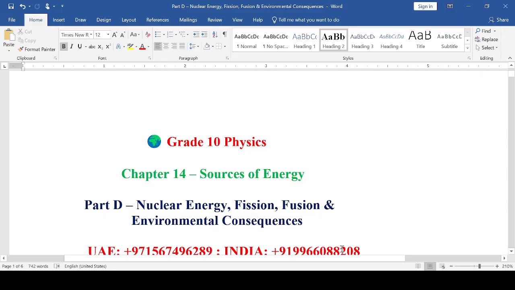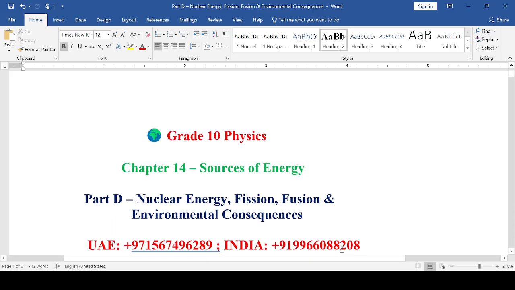Today we are going to discuss the last part D of chapter number 14, sources of energy. In part D, we are going to discuss nuclear energy, fission, fusion, and environmental consequences.